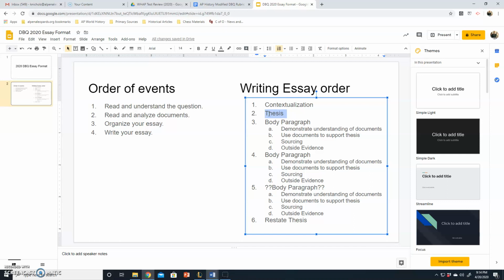So before we go over how to write a thesis, we're going to have to go over some of the documents. And that's why we're skipping thesis right now, and we're going to come back to it. Contextualization, technically, you can do without reading a document. Yesterday you didn't read any documents. All you did was read the question. We wrote a contextualization. That's just background knowledge.